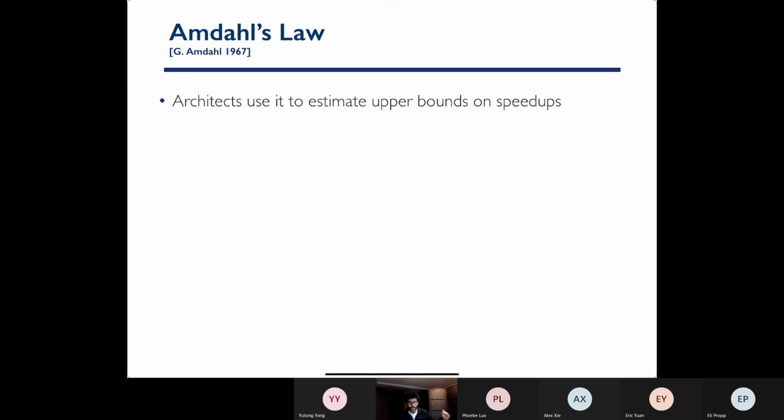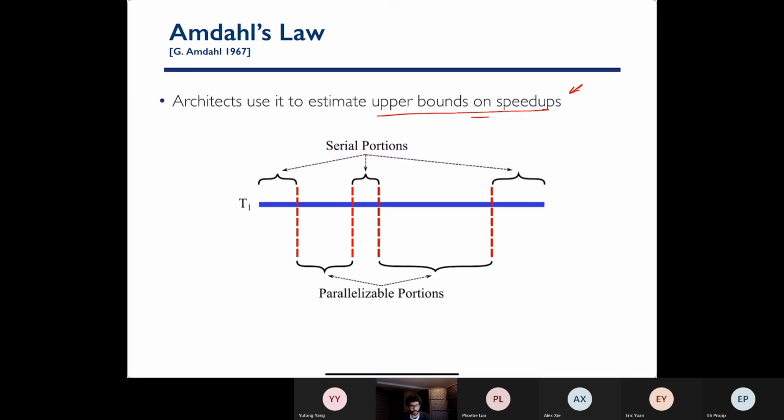So Amdahl's law puts an upper bound. This is important. It's an upper bound on the amount of speed up you can get. So it gives you the theoretical upper bound on your speed up for an extra CPU. Now it's usually less than that because it's giving you an upper bound. So in reality, you usually get less than what Amdahl's law tells you. Now let's look at Amdahl's law.